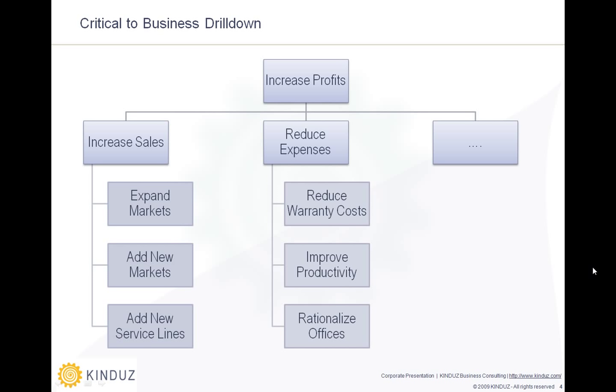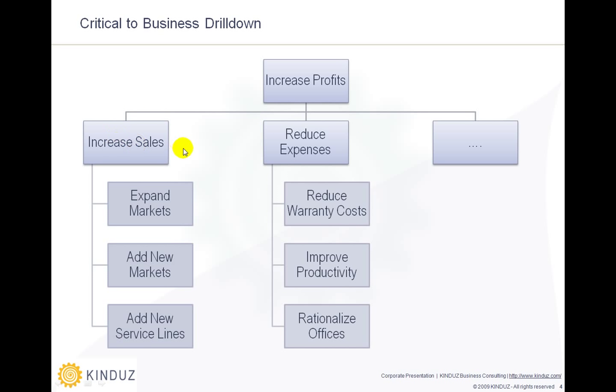One of the tools that you can use as a part of your project identification or initiative identification is what you call a critical to business drill down. Now, let's say the goal of your company or the initiative that has been given to you is increasing profits. You could do it through multiple ways, by increasing sales and at the same time maintaining the current level of resource investment. You could do it through reducing expenses.